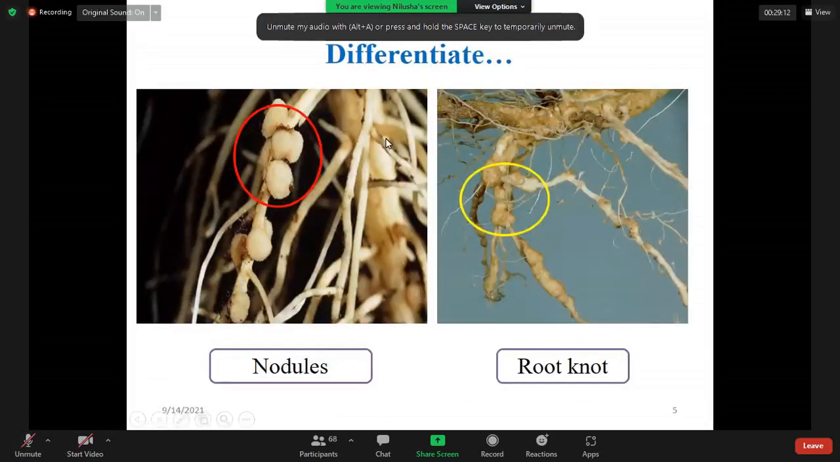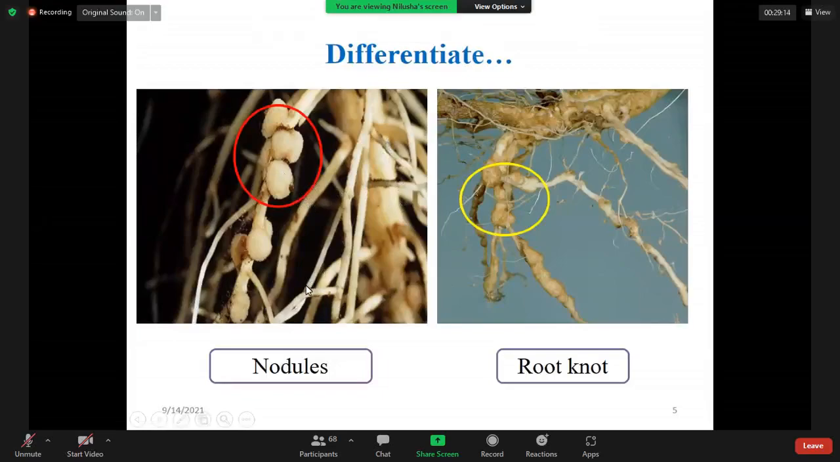In some crops, you can observe these nodules and this root knot. This is the root nodule. This is the root knot. This one is formed because of the association of the rhizobium bacteria with the root, and this one is the disease.